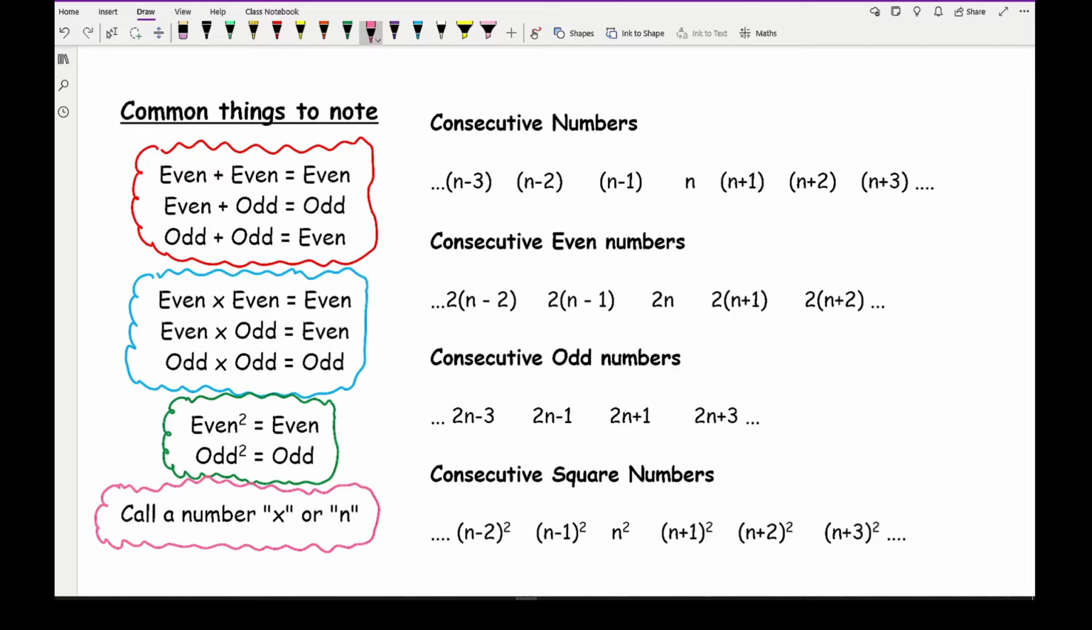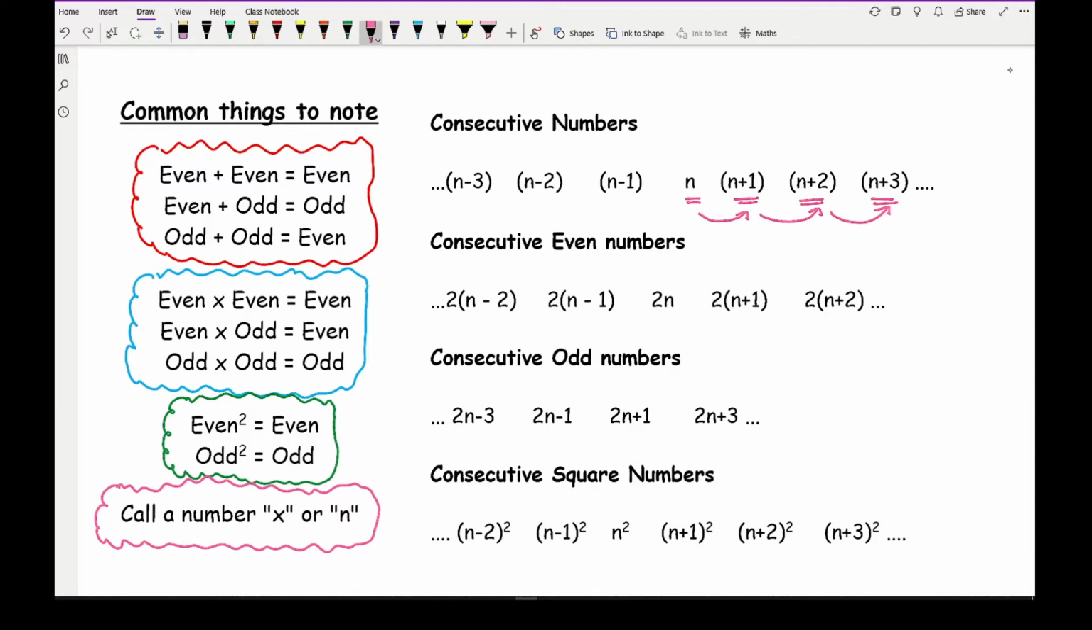Now, sometimes you might have a problem that involves consecutive numbers. For example, consecutive numbers could be any consecutive numbers. You could use 1, 2, you could use 3, 4, you could even use 43 and 44. And they would represent consecutive numbers. However, if we're going to translate this into algebra, then our starting number would usually be the letter n or x. Then the next consecutive number will be n plus 1. The next number would be n plus 2. And the next number would be n plus 3.